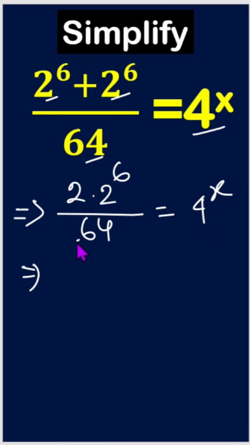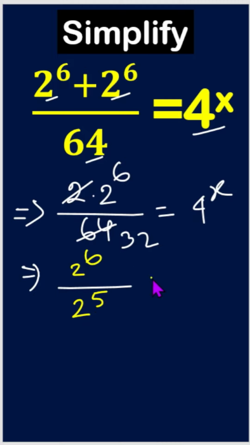So 64 divided by 2 is 32, right? Now this 2 to the power 6 will be unchanged, and against this 32 we can write 2 to the power 5, equals 4 to the power x.